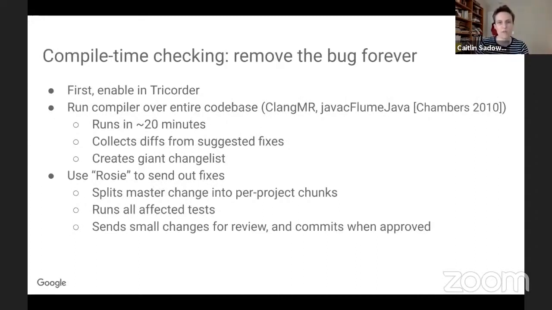So when you have a new compile time check, you first enable it in Tricorder. So this prevents backsliding, for example. You run the compiler over the entire code base, which takes about 20 minutes. Collect diffs from the suggested fixes, create a big patch, and send that out using Rosie, which is something that takes a large change for large scale changes and distributes it across the specific people that need to review it.